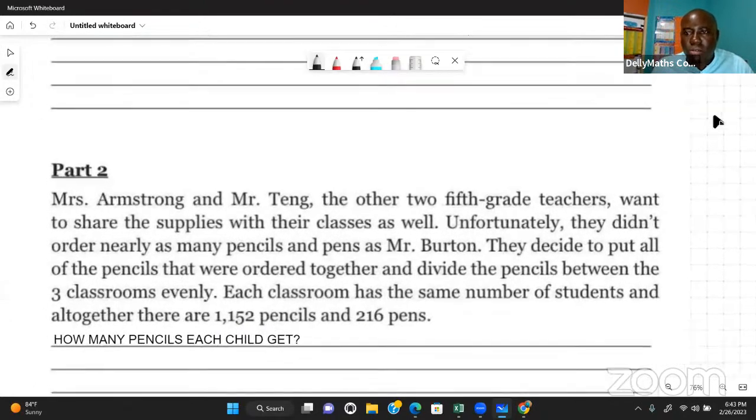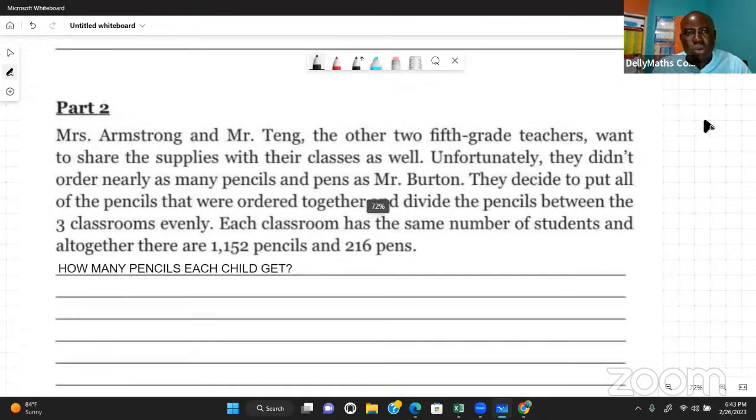Now, going down to some little more details. All right, so looking at this section now, it says Mrs. Armstrong and Mr. Tank, the other two fifth grade teachers, want to share the supplies with their classes as well, right? Unfortunately, they didn't order nearly as many pencils and pens as Mr. Burton. So they didn't order enough, but they still want to share. So they're going to come up with something.